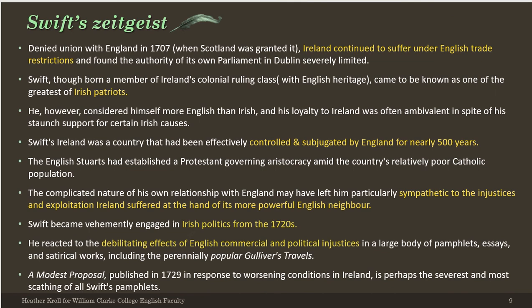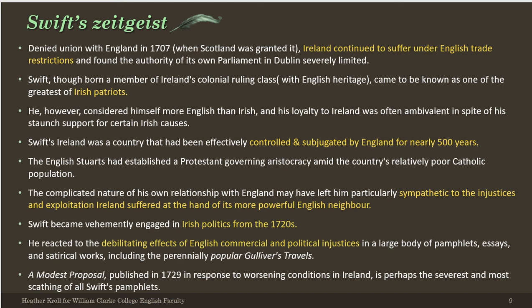Now let's zoom in a little bit, and we'll have a look at how that impacted Swift himself. So Swift was a man with one foot in Ireland and the other foot in England. So he kind of had a dual identity and a dual nationality. So in the novel, he writes a lot about his concerns about Ireland. So let's have a look.